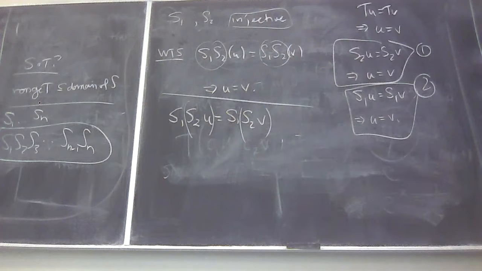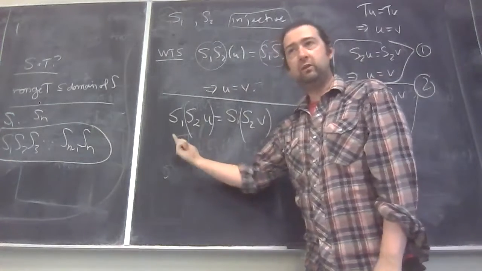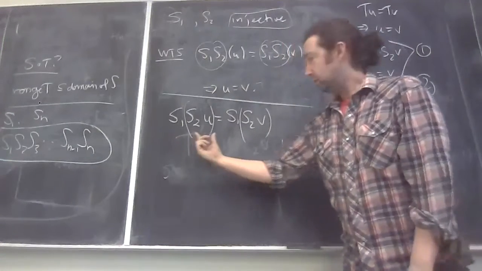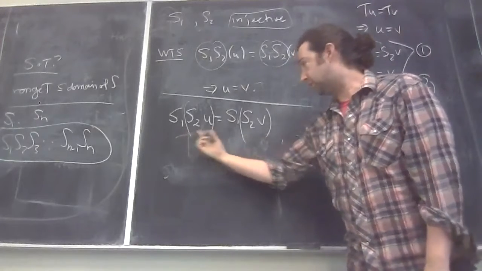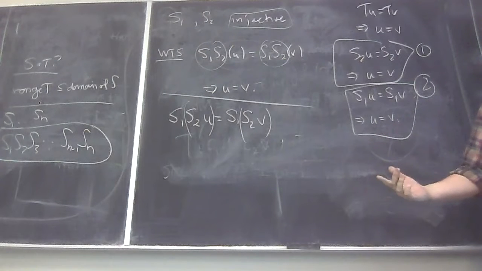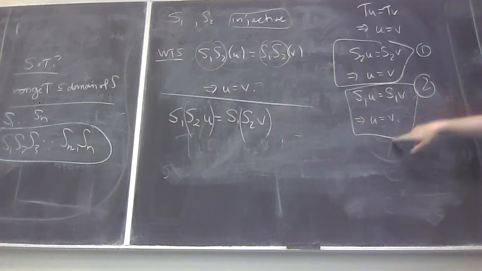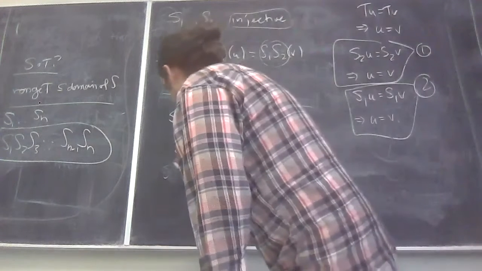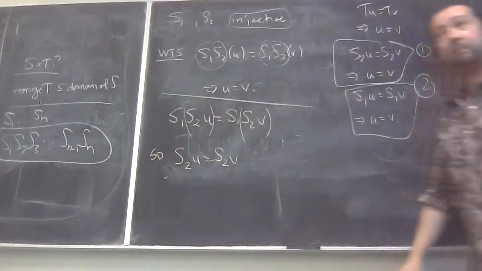A composition can be arranged like this, right? S1, S2 applied to U means do S2 to the vector U and then apply S1 to it. So S2U is a vector and S2V is a vector. What does it mean if S1 of this vector is equal to S1 of a different vector? It must be equal. Why? Because injectivity gave us the condition, right? If I see S1 of a vector equals S1 of a different vector, those vectors must have been equal. That's what it means to be injective. So that just means I can yank the S1s off of the equation. So S2U is equal to S2V.